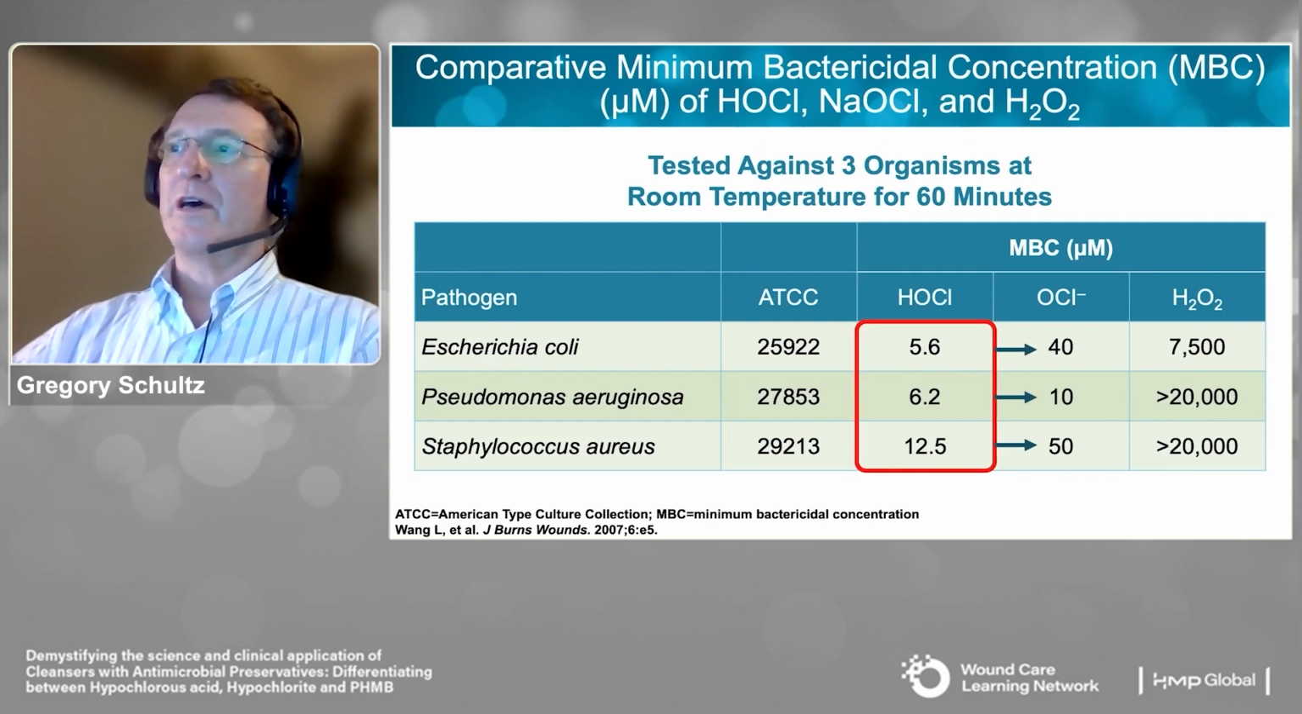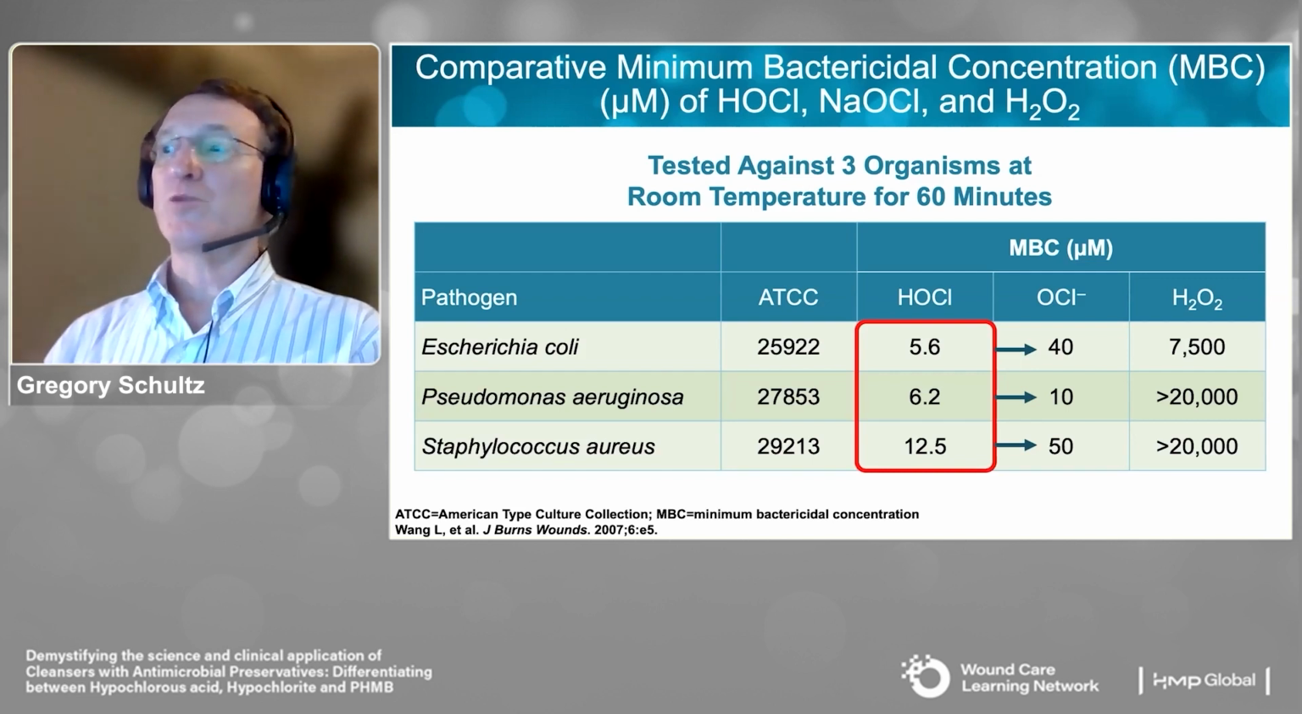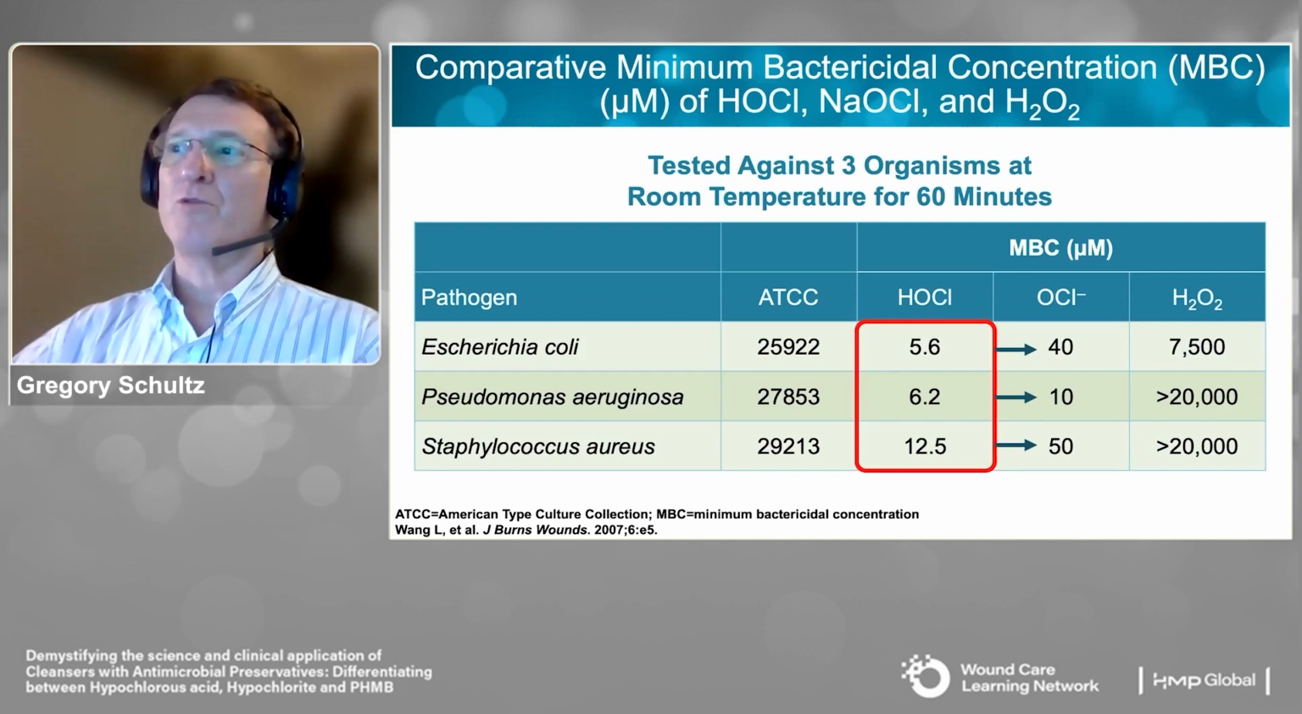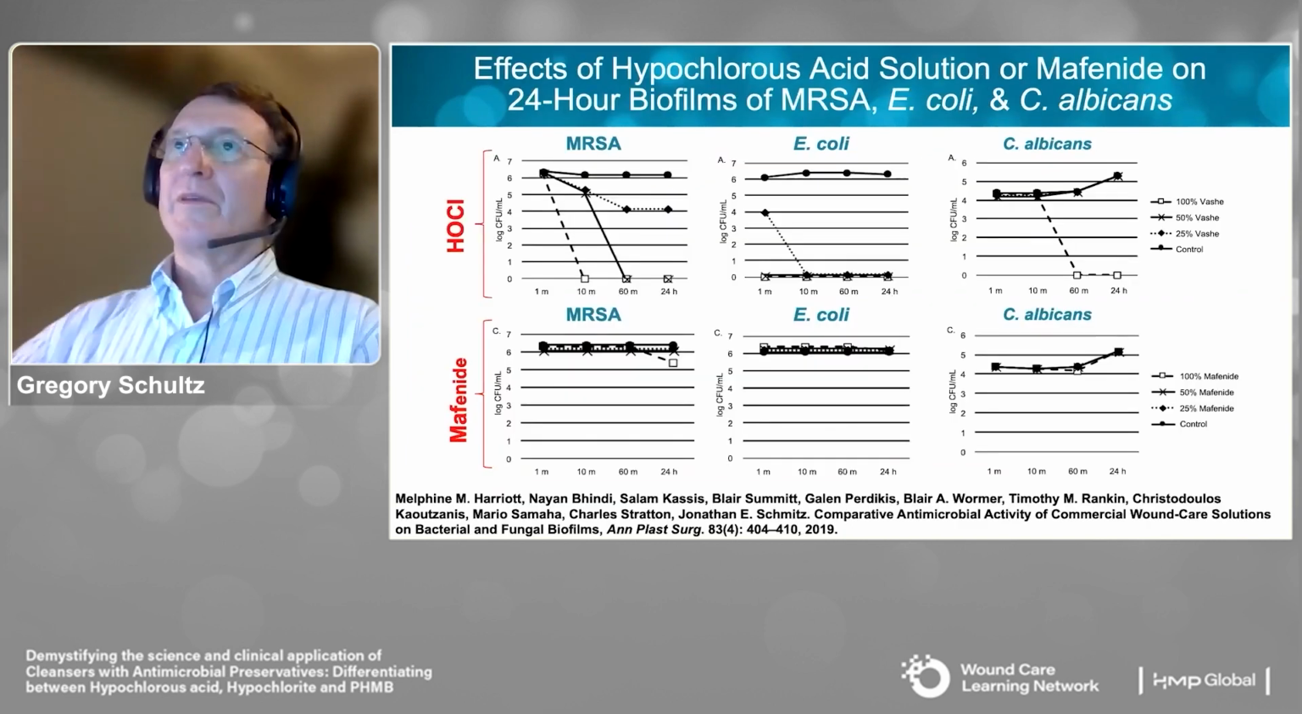The relative microbicidal activity of hypochlorous acid compared to sodium hypochlorite is shown here, where you can see that the HOCl form of the molecule has a much lower minimum bactericidal concentration. So that's what we want. We want something that's very potent and doesn't require a high concentration to kill the bacteria.